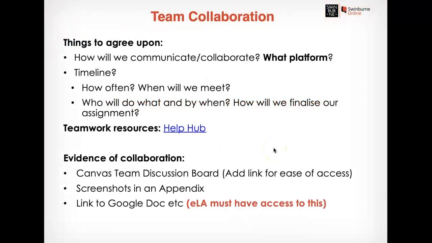And a most important thing is that you also need to have some sort of evidence in your submission, as an appendix in your actual assessment itself. As a screenshot, you can give access to your ELA to a Google Doc that they can have a look at. There was some links in Canvas. I'm not sure if they're still there. A link to a discussion board post. If you'd like, you can have a look in there too. My thinking is that a Google Doc or some sort of appendix is probably the easiest and most straightforward thing to do.